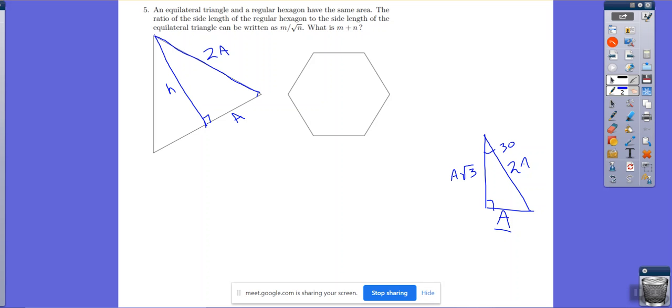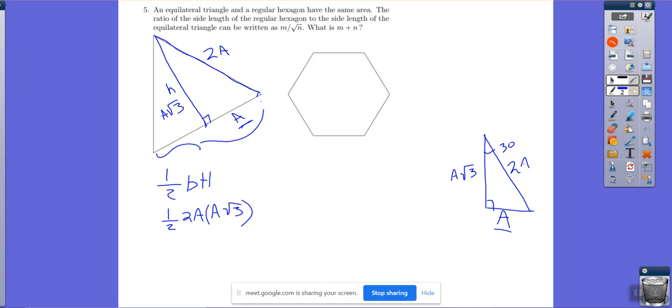All right, so looking at this triangle, we know that 1/2 base times height is equal to the area, right? I'm going to call this side length A. Why? Because I want to. Which means that the base of this whole triangle is going to be 2A. So we have 1/2 times 2A, and the height is A times the square root of 3, because it's a 30-60 right triangle.